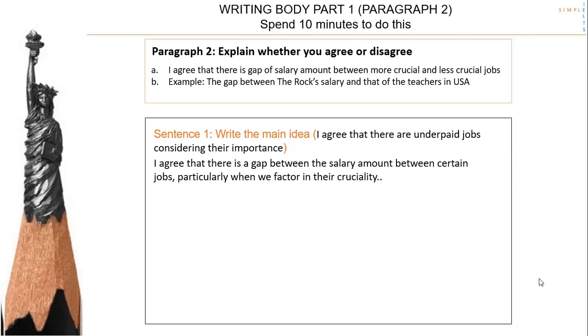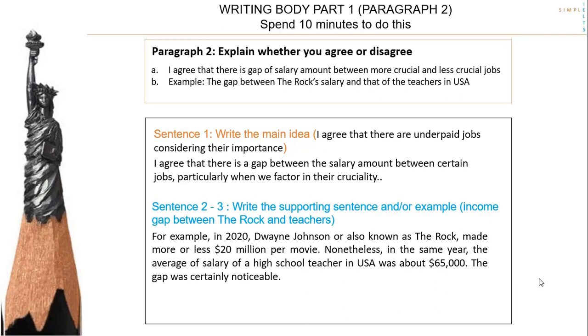First is write the main idea. So a paragraph consists of a main idea and then the supporting sentence and or an example. So the main idea is that I agree that there is a gap between the salary amount between jobs, particularly when we factor in their cruciality.